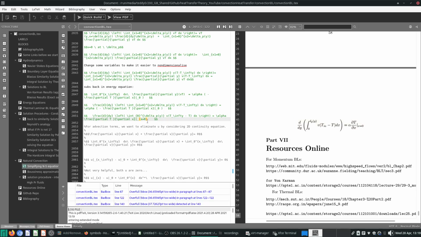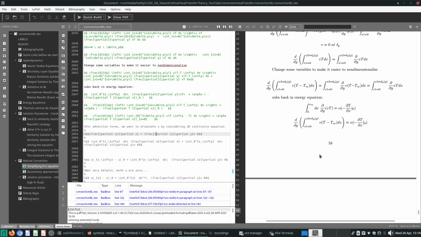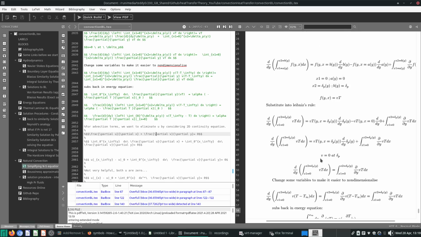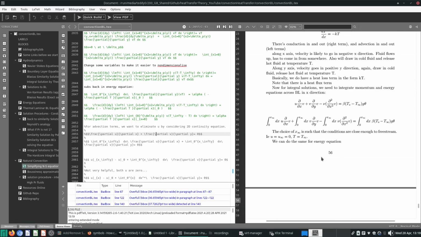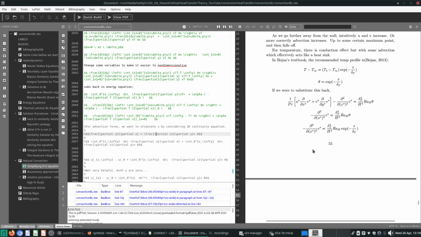There you go. This is the first of our integral solutions, the integrated form of the boundary layer equation. This is the energy equation. Next, we don't have time anymore. I'll just stop now. I'll do the next video where we'll take a look at the momentum equation.